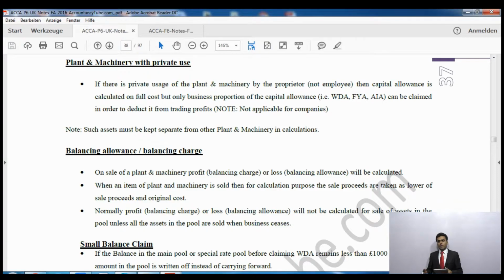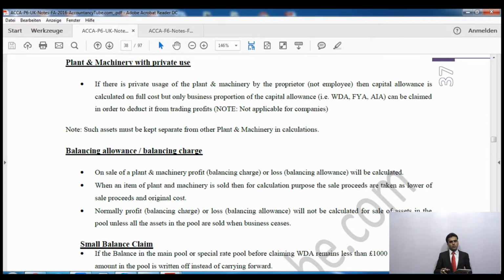Private use by the proprietor is actually private use, but private use by an employee is not, is it? Because private use by an employee is a business expense, but private use by a proprietor is not a business expense, it is a private expense. So try to differentiate between private use and business use.